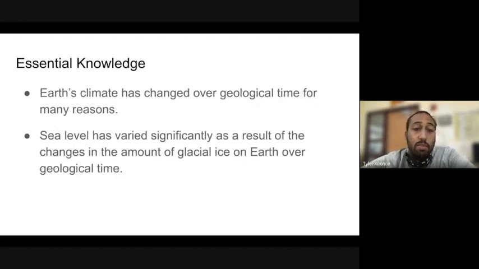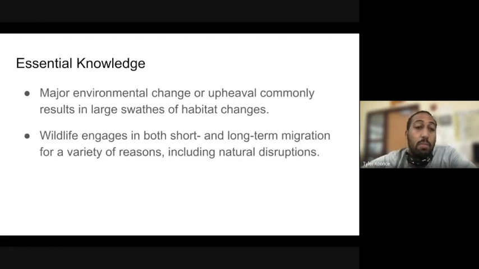The Earth's climate has changed over geological time for many reasons. Sea level has varied significantly as a result of changes in the amount of glacial ice on the Earth over geological time. Major environmental changes or upheaval commonly result in changes in large swaths of habitat. Wildlife engages in both short and long-term migration for a variety of reasons, including natural disruptions.